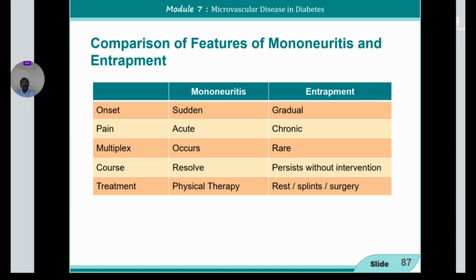How to compare the mononeuritis and the entrapments? See, the mononeuropathy is sudden in onset, whereas the entrapment is gradual in onset. Pain is acute in mononeuritis and chronic in the entrapments.